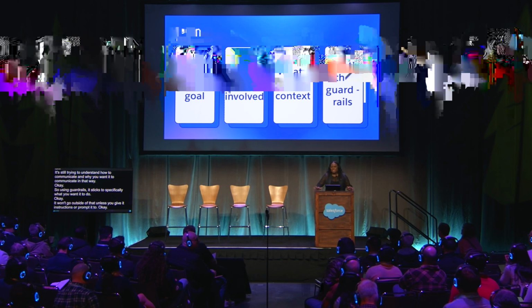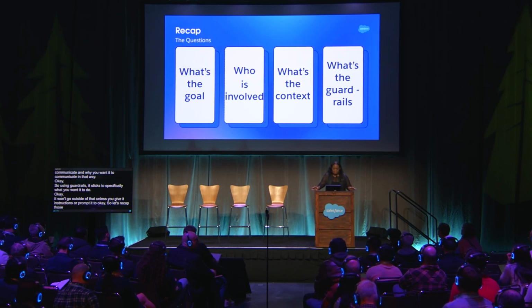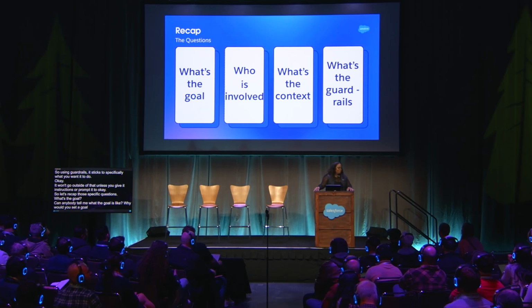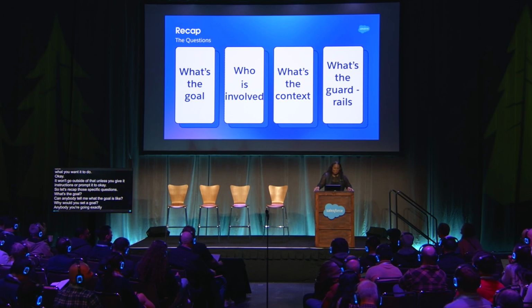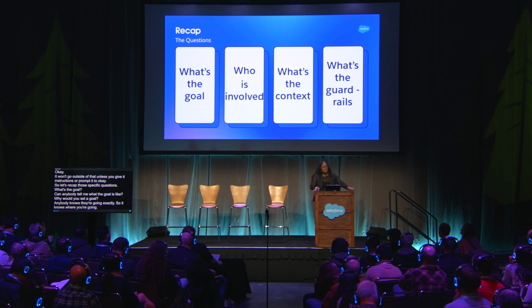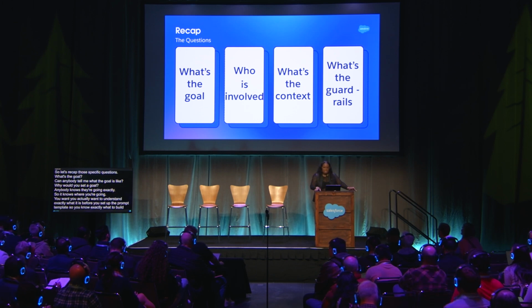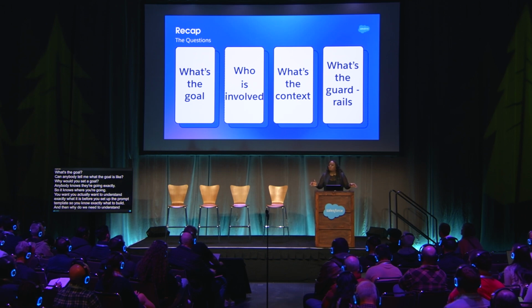Okay, so let's recap those specific questions. What's the goal? Can anybody tell me what the goal is? Like, why would you set a goal? Anybody? So it knows where you're going. Exactly. So it knows where you're going. You actually want to understand exactly what it is before you set up the prompt template, so you know exactly what to build. And then why do we need to understand who's involved?